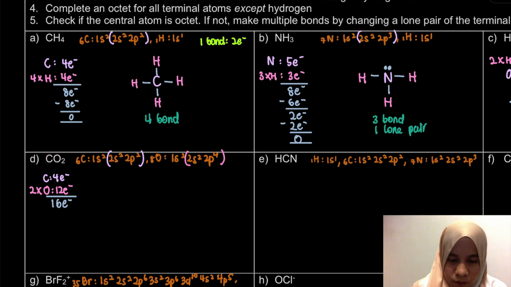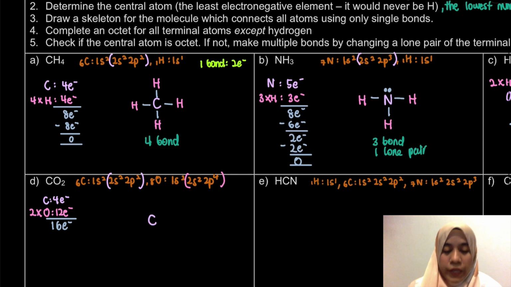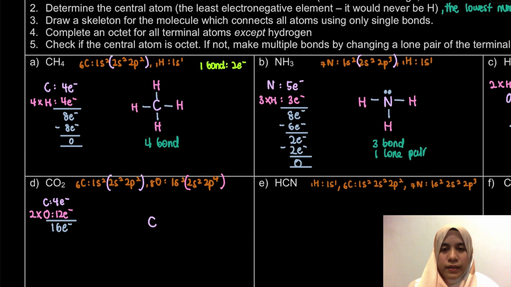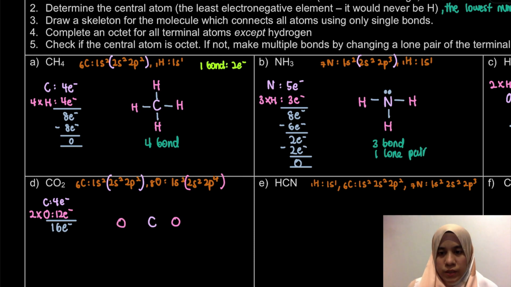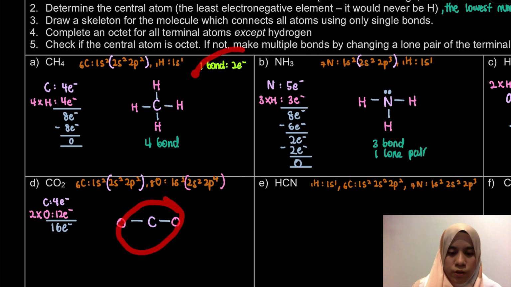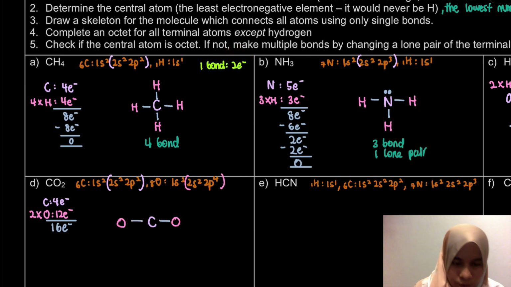Okay, so carbon. Next, what we're going to do is draw our terminal atoms. So, there are 1, 2. Okay. Which connect all the atoms using only single bonds. So, 1, 2. Okay, one single bond has 2 electrons. So, here 1, 2, 3, 4. So, minus 4.